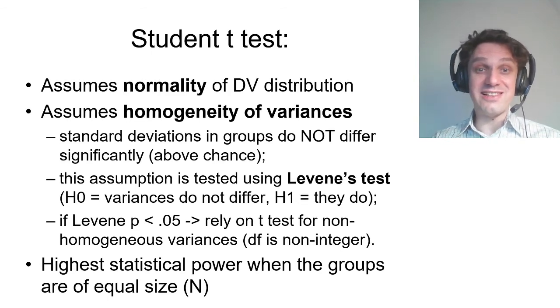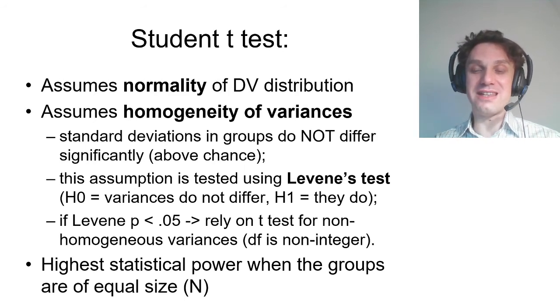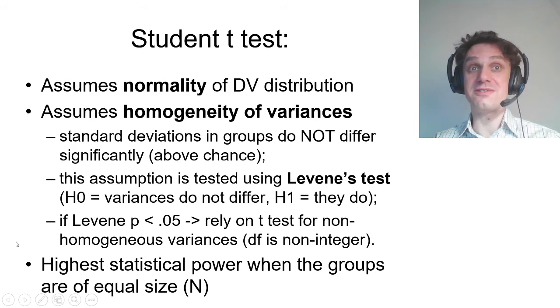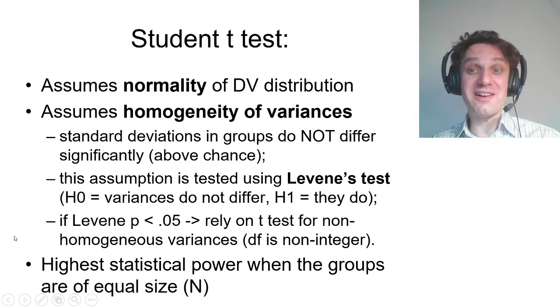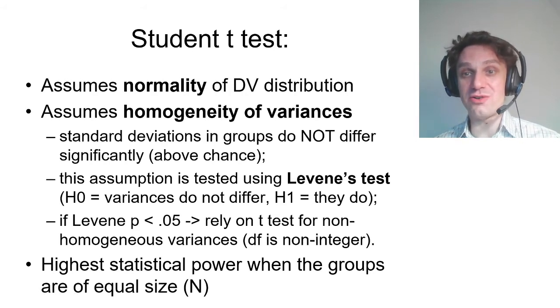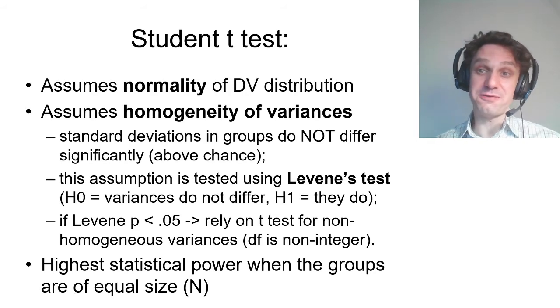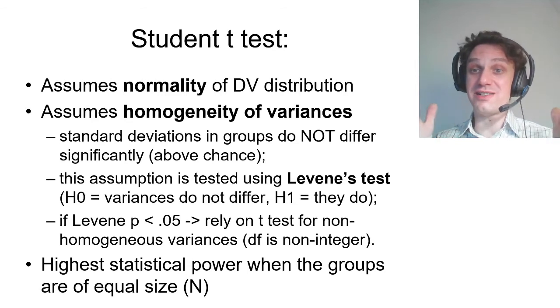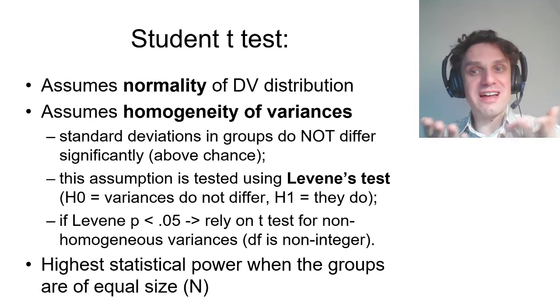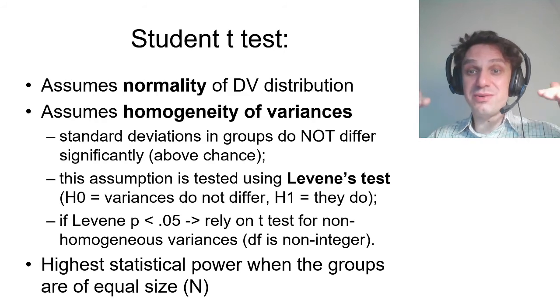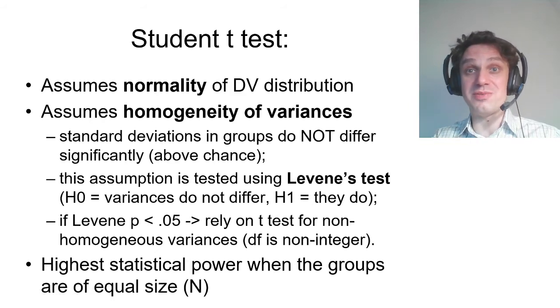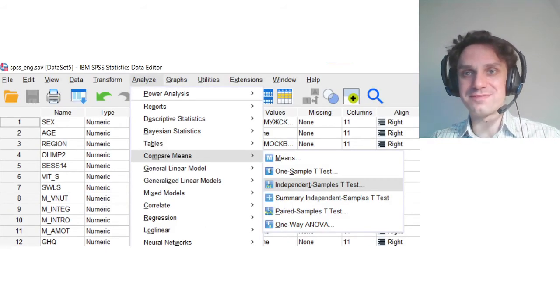And another little life hack is that student t-test has the highest statistical power in case when your groups have comparable sizes. Of course, you don't have to compare groups always of equal size, but if one group is very small and another one is huge, your ability to detect significant differences will be somewhat lower. That's why when we conduct, for example, experimental studies, we try to achieve balanced groups of comparable sizes.